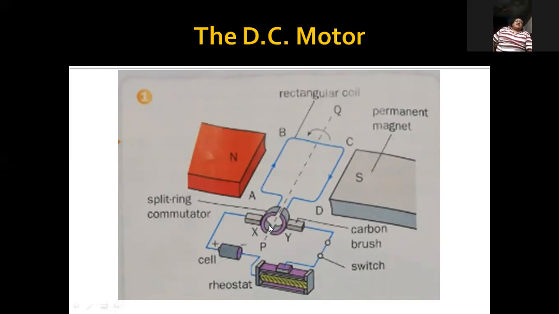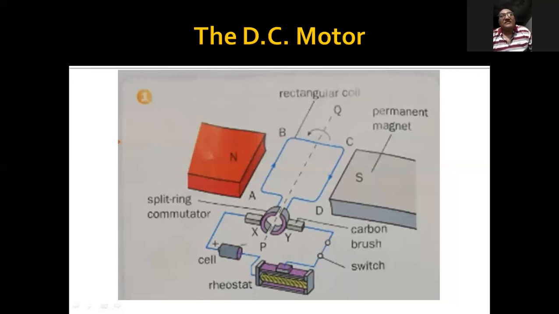And we will learn what the function of this gap is. This portion of the split ring commutator is permanently connected with AB, and this side of the split ring commutator is permanently connected with the DC side. So when the coil rotates, if AB is on the right side, this ring will be on the right side. If after rotation AB is on the left side, this portion of the split ring will also be on the left side.